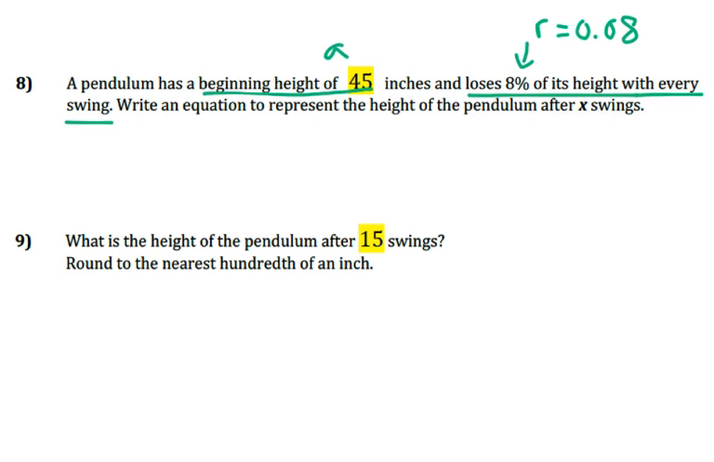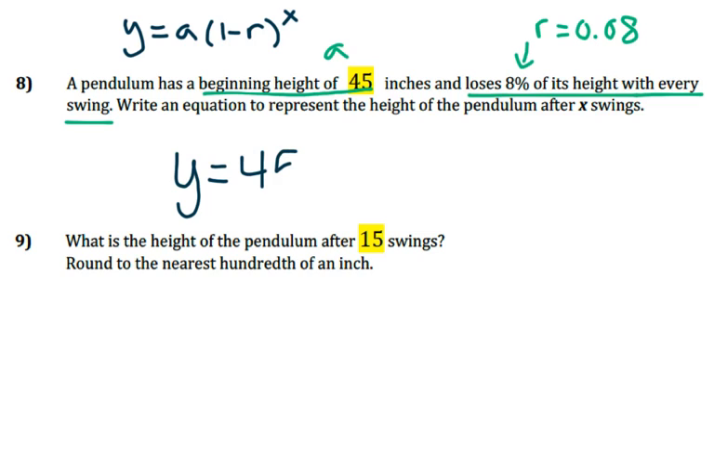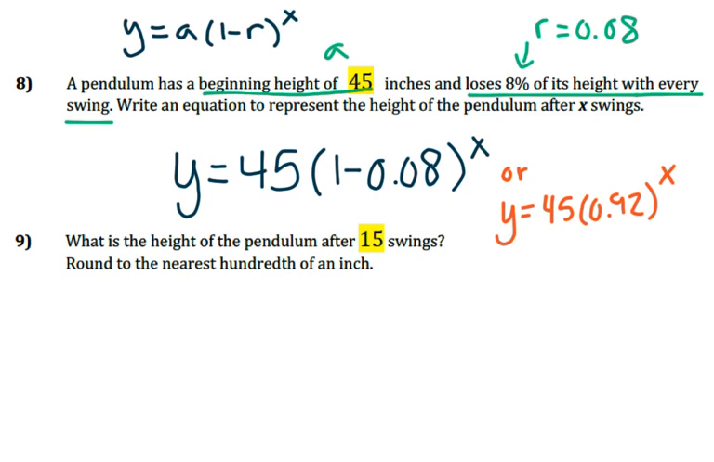Since it's losing height, we're actually going to use the exponential decay form to write our equation. So that form is y equals a times 1 minus r to the xth power. So we're going to have y is equal to 45 times 1 minus 0.08 raised to the xth power. Now remember, we could simplify this, and we could also write this as y equals 45 times 0.92 raised to the xth power.